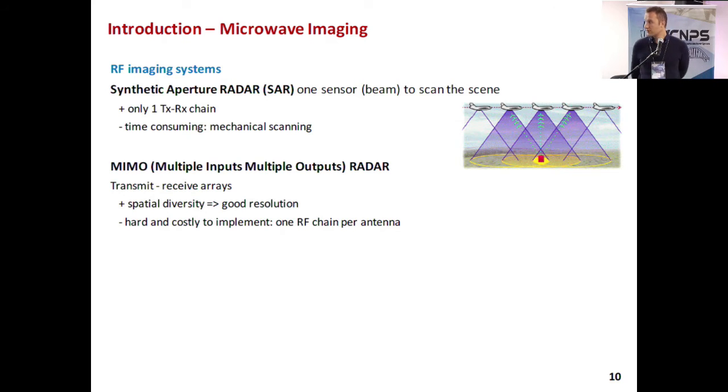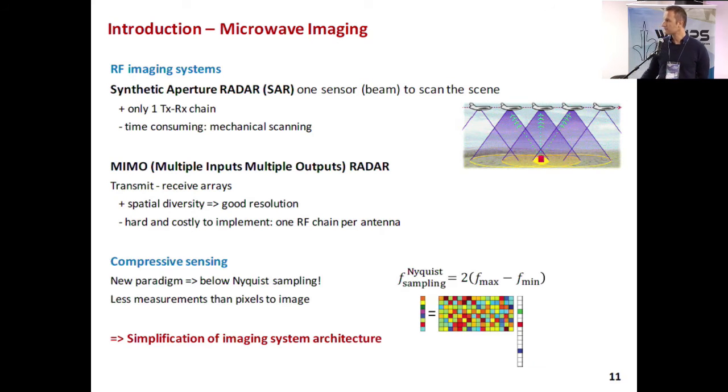In a MIMO system, we talked about it earlier, you have an array for transmitting a wave and receiving it. And it's great because it enables you to have important spatial diversity, and you end up having usually a very good resolution. The problem is it can be quite hard and costly to implement because you need one RF chain per antenna. So massive MIMO becomes quite complicated to implement from the hardware point of view.